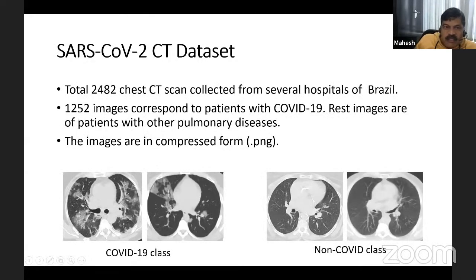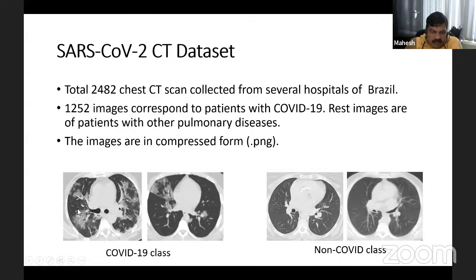So we use this dataset, the SARS-CoV-2 CT dataset. You can see images are in PNG format. This is a COVID-19 class, and this is a non-COVID class. Here you can see there are ground glass opacities or gray regions. You can see there is a lot of infection in the first CT image. In the second CT image, there is a little less infection. Only this part is infected. Here you can see everything is black, the black region is more. So there is no infection. It's a healthy person, non-COVID class.